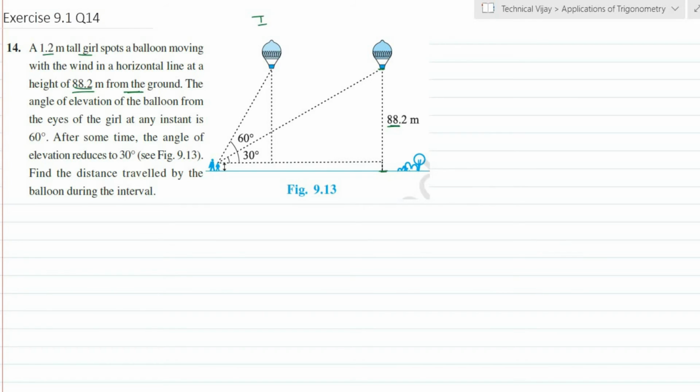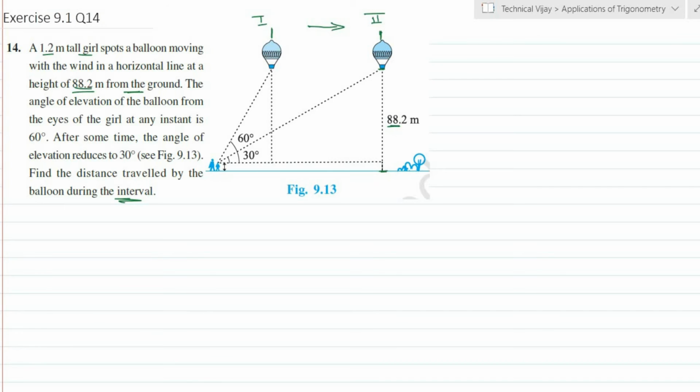After some time, the angle of elevation reduces to 30 degrees. So the balloon has moved to here. This is the second case. It has moved to here, and at that time the angle of elevation will be 30 degrees. Find the distance traveled by the balloon during the interval. So this distance, from this point to this point, we have to calculate.